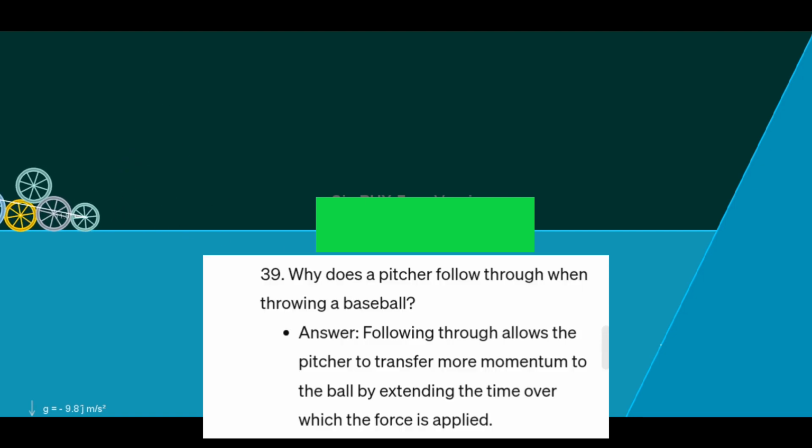Why does a pitcher follow through when throwing a baseball? Answer: following through allows the pitcher to transfer more momentum to the ball by extending the time over which the force is applied.